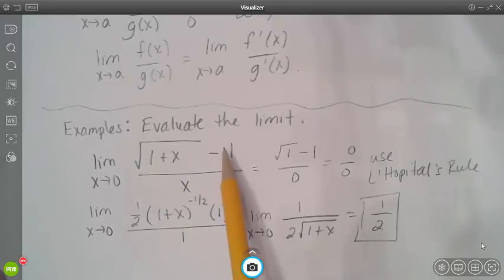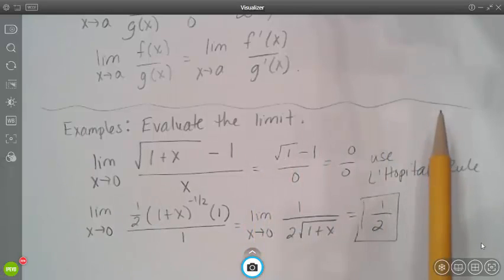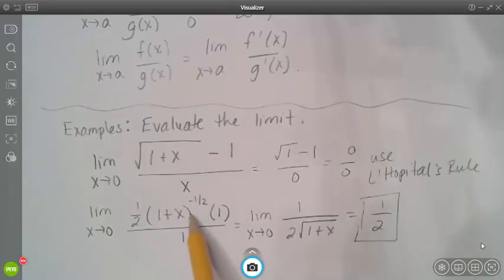Because if you get 0 over 0 or infinity over infinity, you can use L'Hopital's rule to find the derivative of the top function over the derivative of the bottom function and then evaluate, and that gives you your answer. Okay? So let's look at another one.